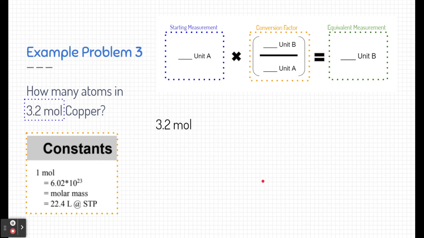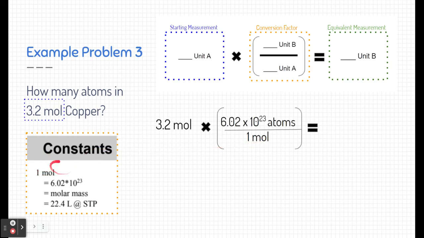So let's start with our starting measurement, 3.2 moles. Now we're going to multiply this by a conversion factor. We're going to put 1 mole on the bottom because that is the unit that we are trying to cancel out. And we're going to put 6.02 times 10 to the 23rd atoms on the top. This, by the way, is called Avogadro's number. If we go ahead and solve this problem in our calculator, 3.2 times this fraction right here, we're going to end up with our answer, 1.92 times 10 to the 24 atoms.